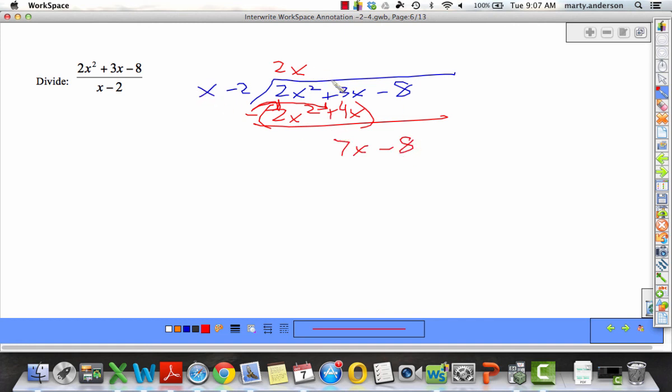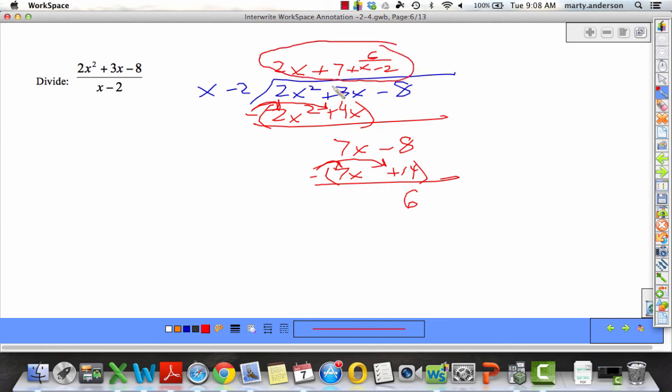What do I multiply x by to get 7? It's going to be plus 7 here. So I get 7x minus 14. Don't get lazy. Remember to subtract, and this will become a plus, and I'm going to go with 6, and that's the remainder. Therefore, x minus 2 is not a factor of 2x squared plus 3x minus 8, and then I can just write plus 6 over x minus 2, and there we have it.